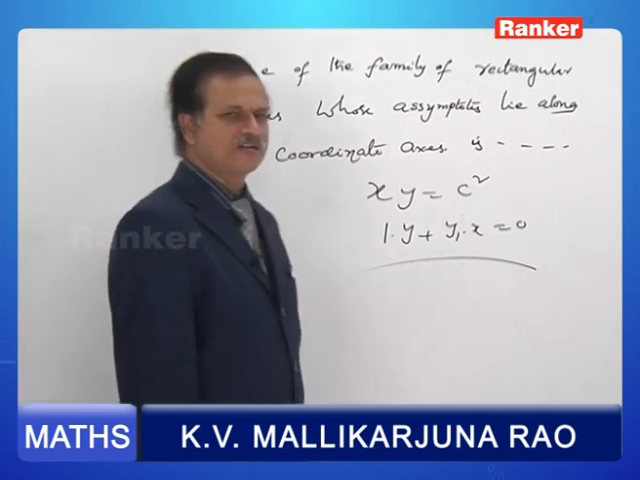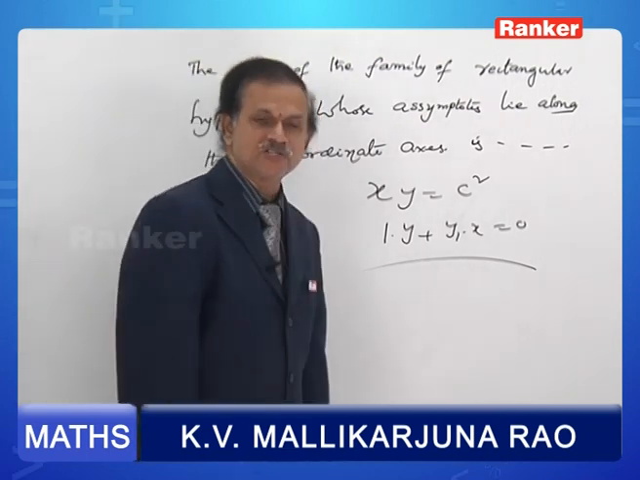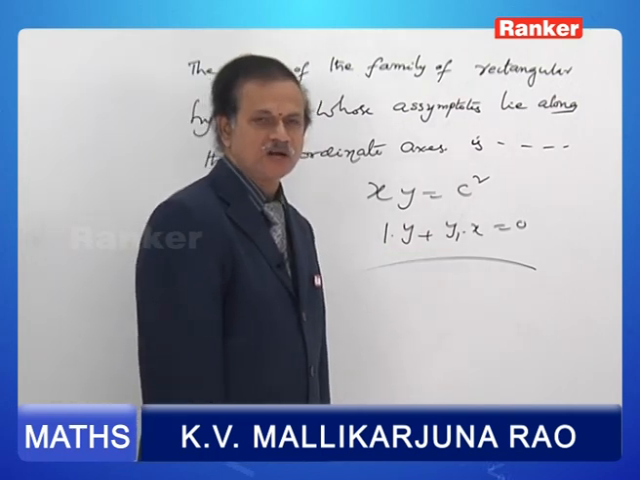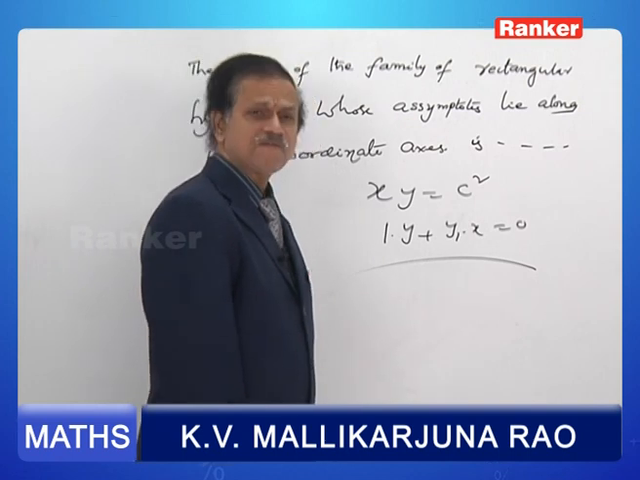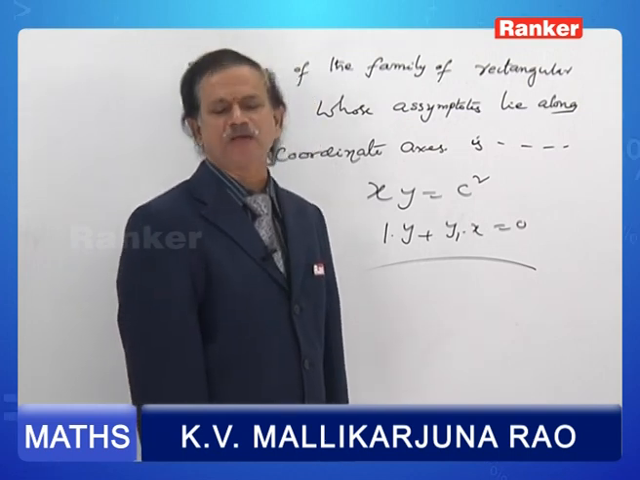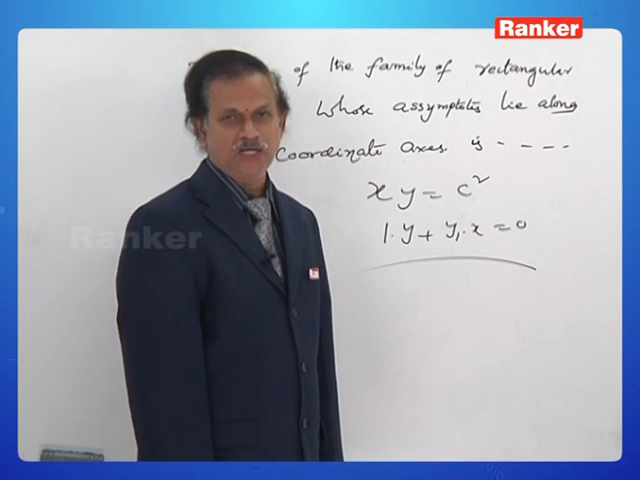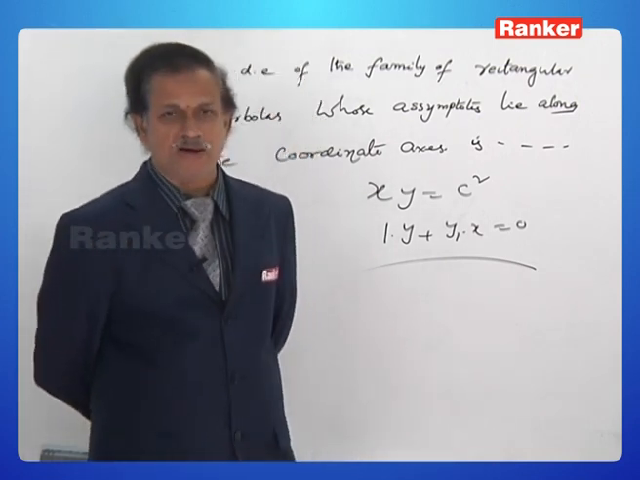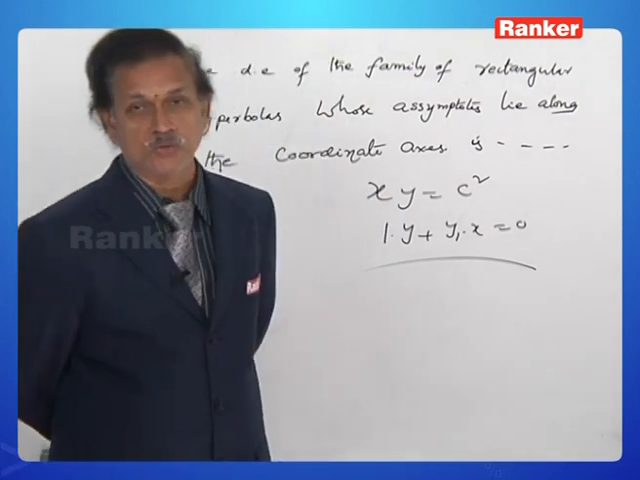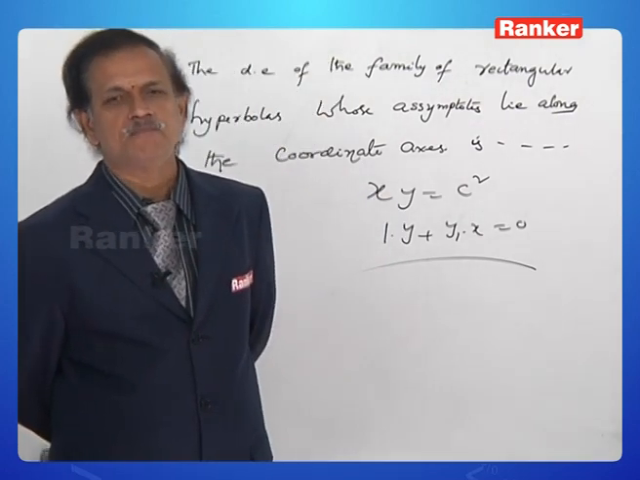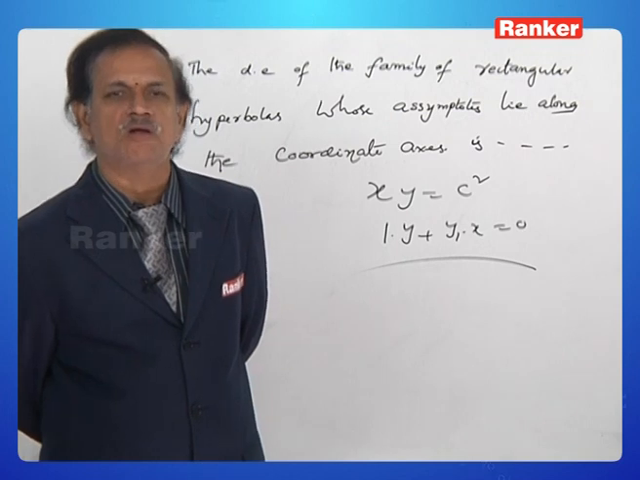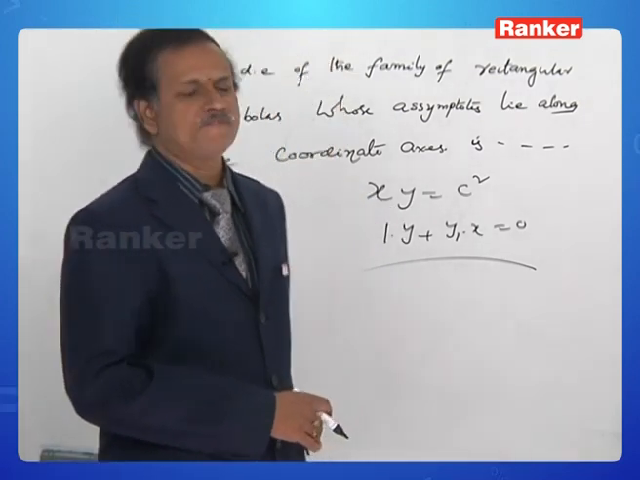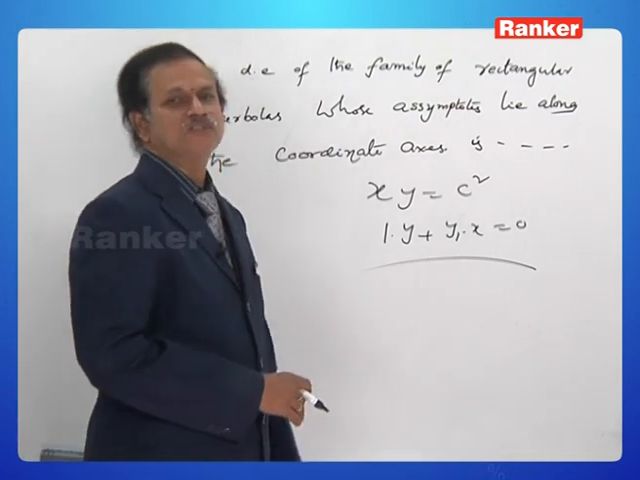Come on friends, what is the order and degree of this differential equation? It is first order and first degree. Why? Because it is first order since y1 is involved, that is dy by dx is only involved. Its order is 1. Its degree is also 1. Why? y1 power 1 at most is present. That's all. No question of any higher exponents given to y1. Therefore, it is of first order and first degree.